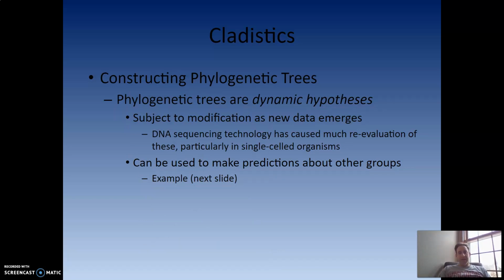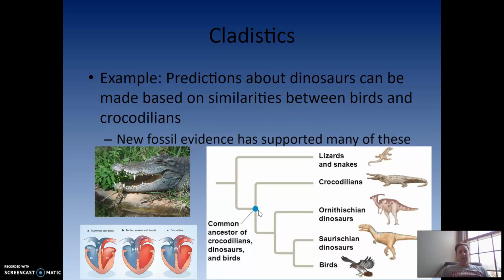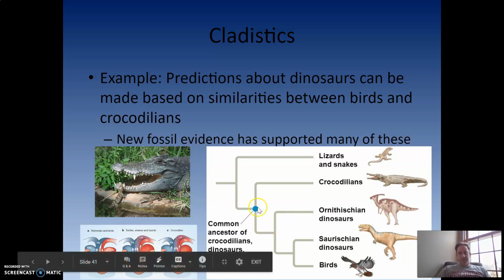So one final thing: this shows how these are dynamic hypotheses and have changed from the 2 kingdoms to the 5 to the 6 and now the 3 domains. The final thing is that, like any good hypothesis, they can be used to make predictions about other groups. An example of this is with dinosaurs. People have made predictions about dinosaurs because of similarities between birds and crocodiles. Here's the common ancestor to crocodiles and birds, and in the middle are these dinosaurs. And remember, birds are technically considered dinosaurs. We call them avian dinosaurs, based on this. They're monophyletic with the dinosaurs. So if there's something in common between crocodiles and birds, chances are good these dinosaurs had it.